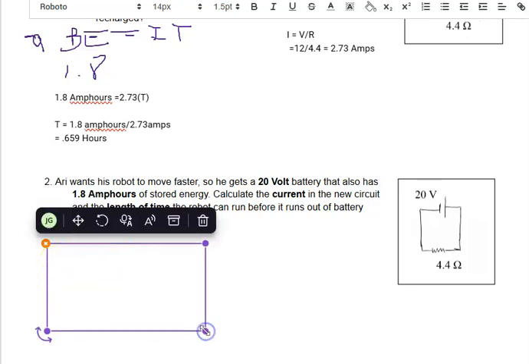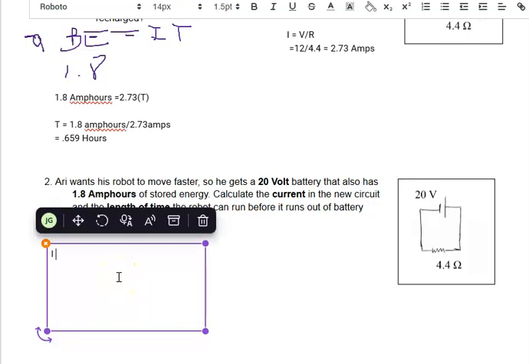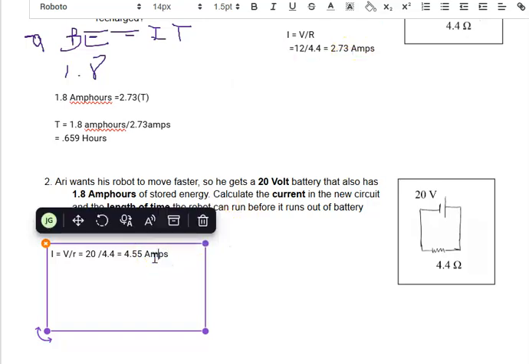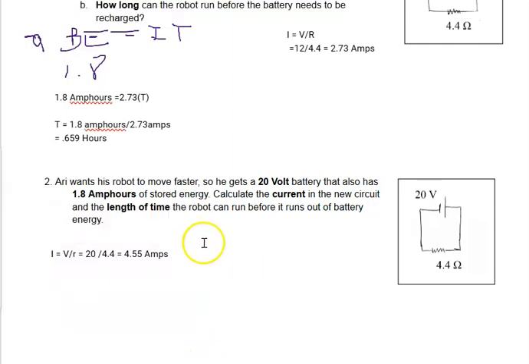Okay, so question A is find the current in the new circuit. So I still equals V over R. So 20 volts over 4.4 ohms is 4.55 amps. It was 2.73, now it is 4.55. And now let's see how long that lasts.